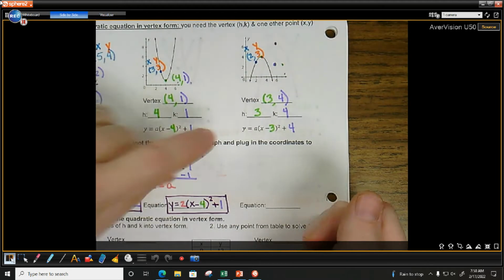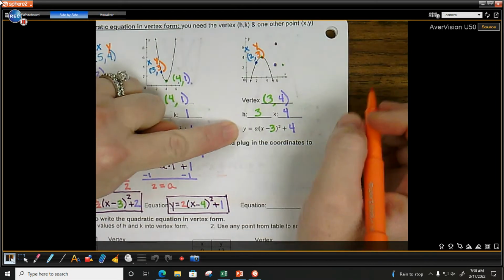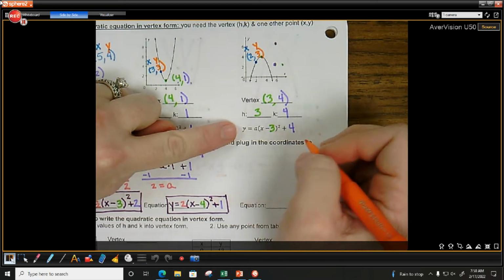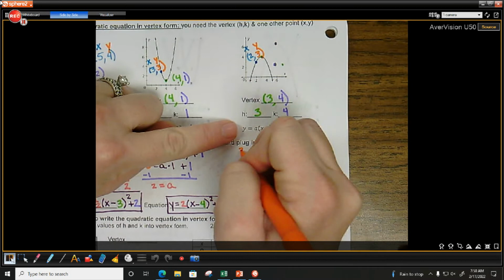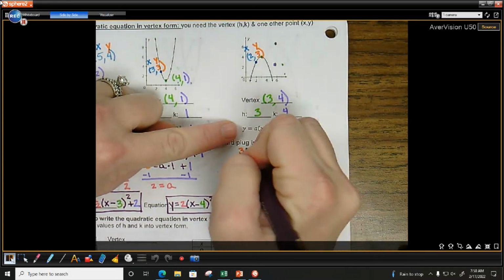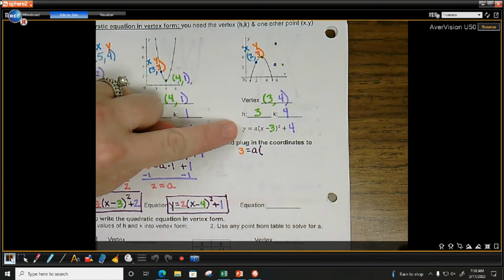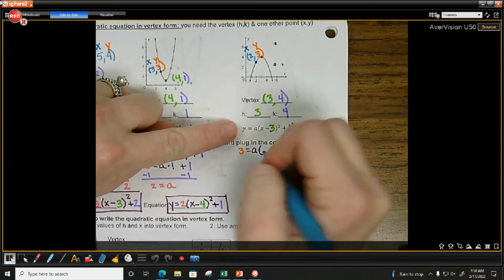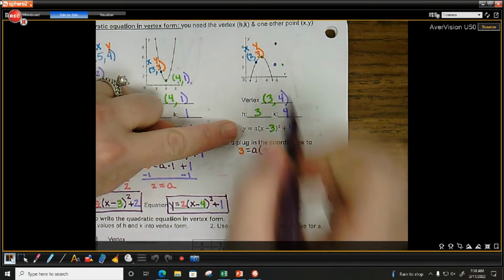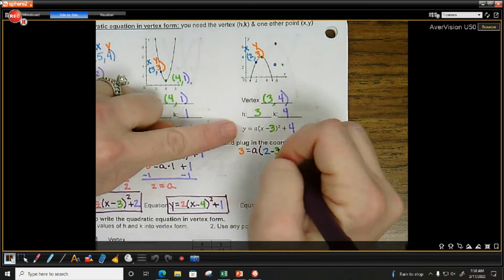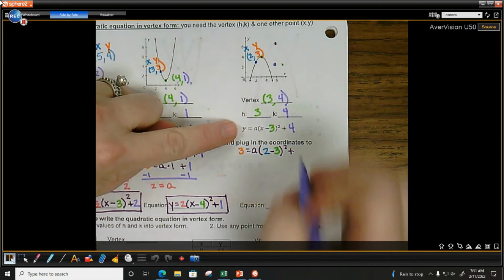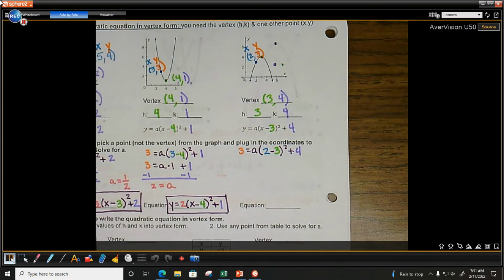So when I rewrite this, what am I going to replace y with, Morgan? 3. Good job. Equals a times, what's x going to be, Monet? Minus 3 squared plus 4. So now I only have one variable. I can solve for a. So I'm going to drop down my 3 equals a.